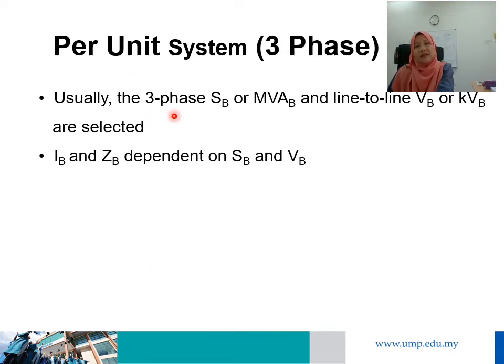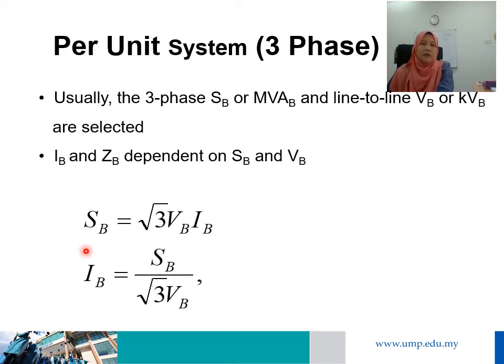In a three-phase system, usually the three-phase base apparent power or MVA base and the line-to-line voltage V base or kV base are selected, and therefore we can calculate the base current and the base impedance dependent on the base power and the base voltage. So we know that the base power is equal to square root of 3 V base I base. So we can compute the base current, which is equal to the base power divided by square root of 3 V base.